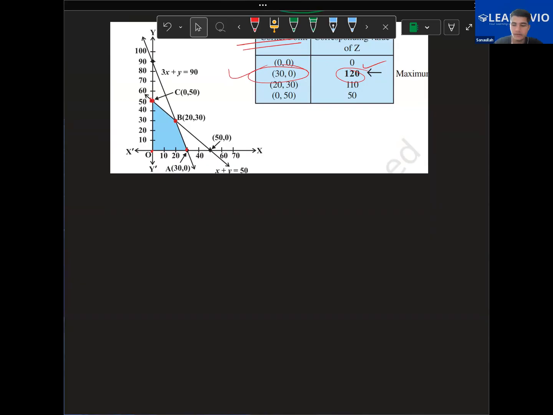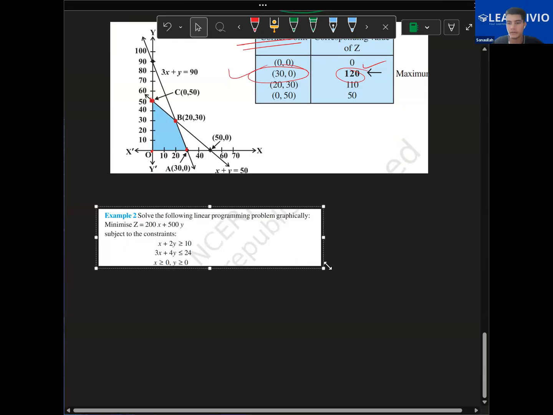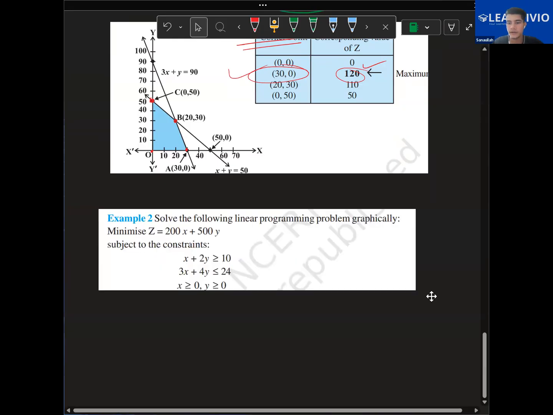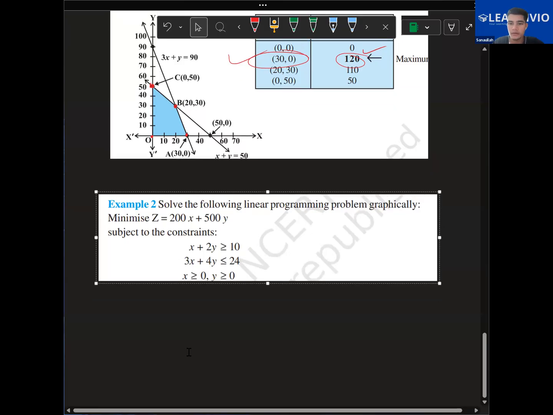Graphical minimize. Okay. Now in this question, you have to minimize the z value. So for minimum, we just have to take the minimum value. Solve the following linear problem graphically. Minimize z equals 200x plus 500y, and these are your constraints.